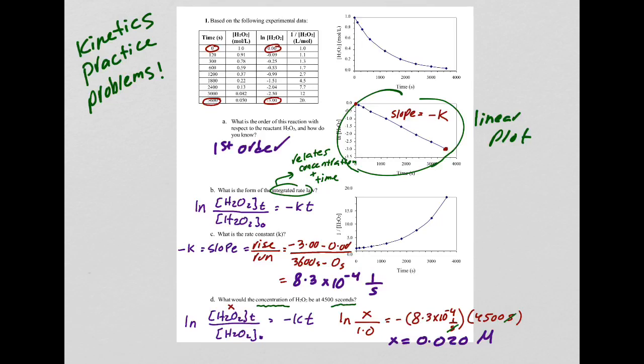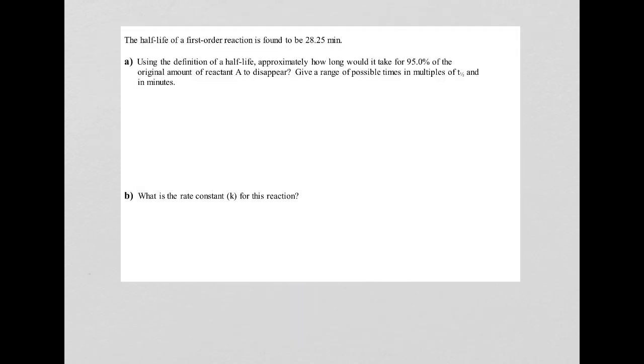Okay. And don't forget this graph. This was our next problem. In this problem, I told you this is first order, so I kind of made it easy for you. I already told you this is a first order reaction, and I gave you the half-life. Part A. Using the definition of half-life, approximately how long will it take for 95% of the original amount to disappear? Give a range. Okay?